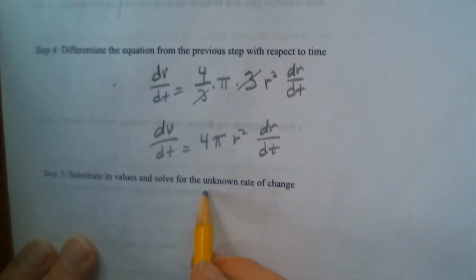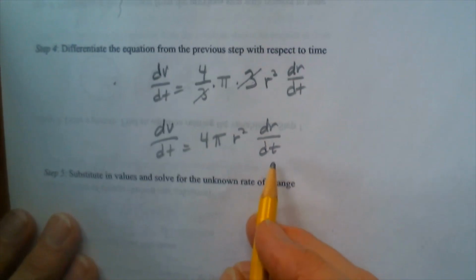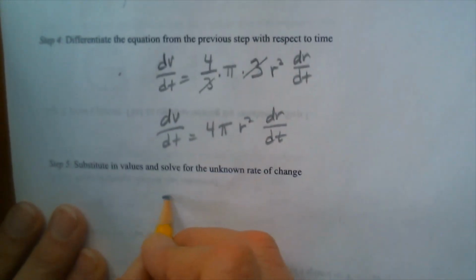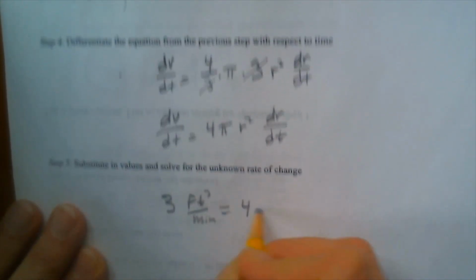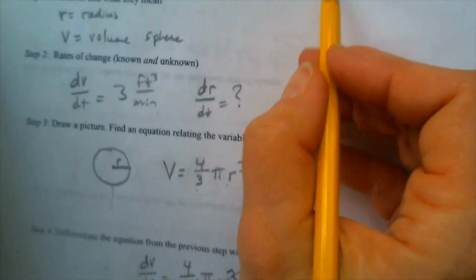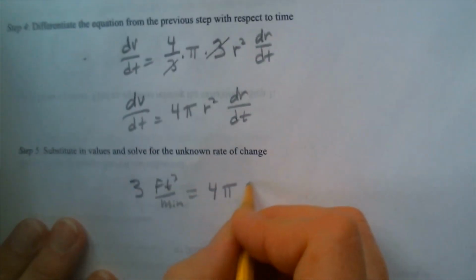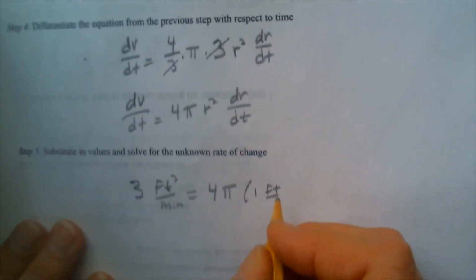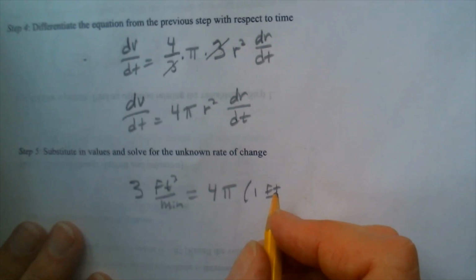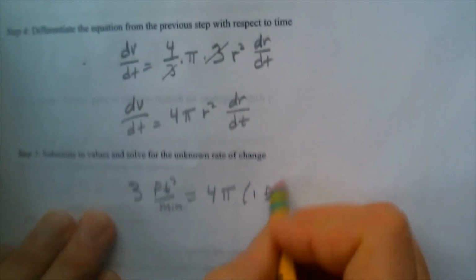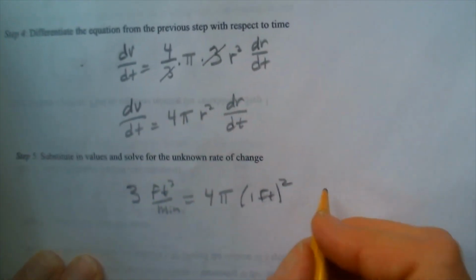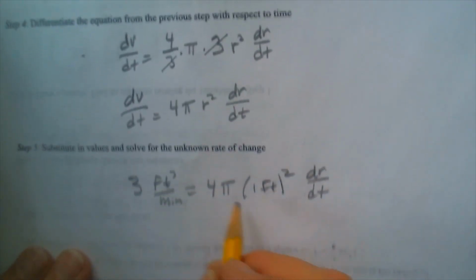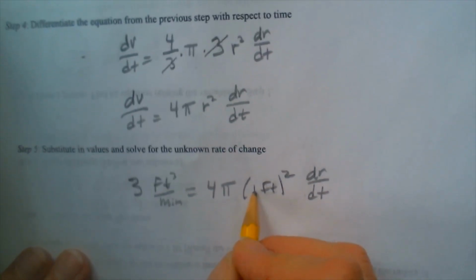And now what we can do is substitute all the values. I think we're given everything here. So dV dt, they tell us 3 cubic feet per minute, is equal to 4 times pi times r squared. What did they tell us? The radius is, I'm sorry, the radius is just 1 foot. So 1 foot, but we have to square that, and then dr dt is what we're looking for. So we have 4 times pi times 1 is just 4 pi square feet.